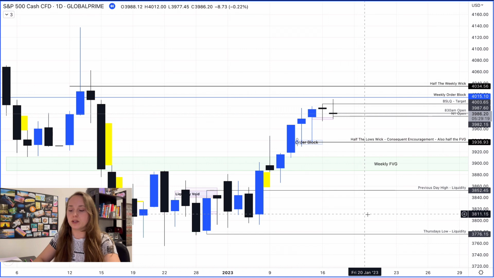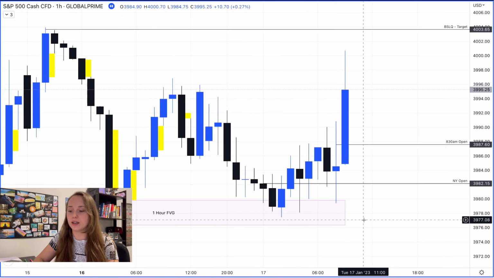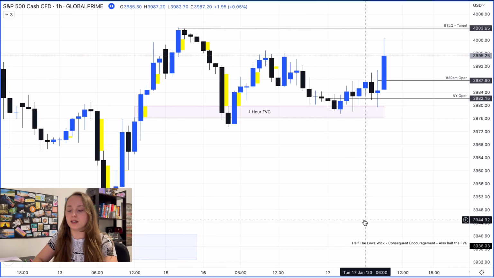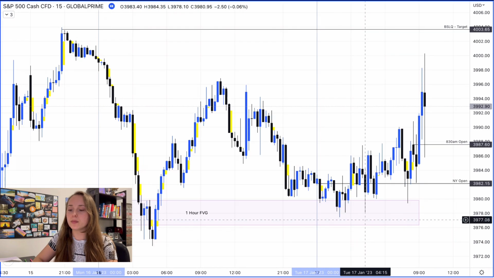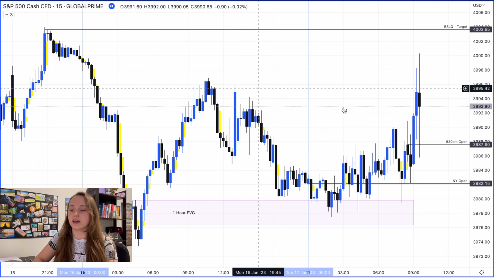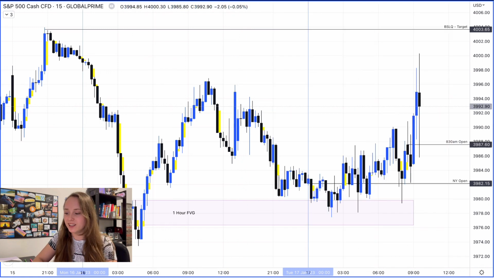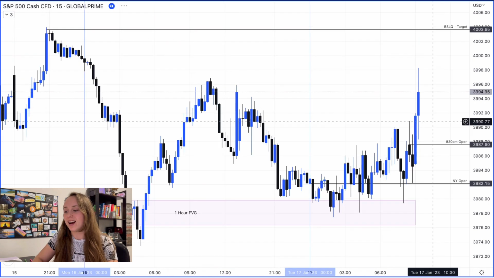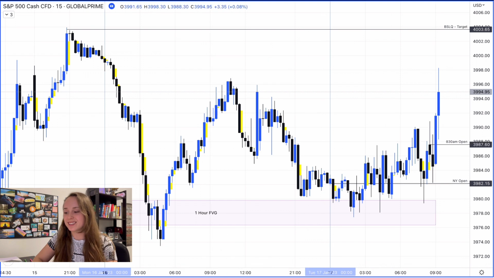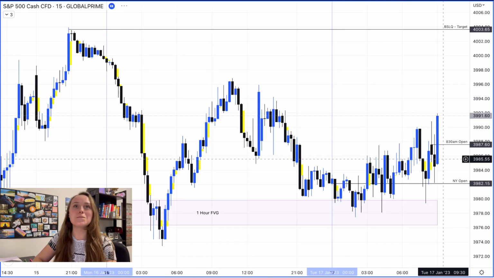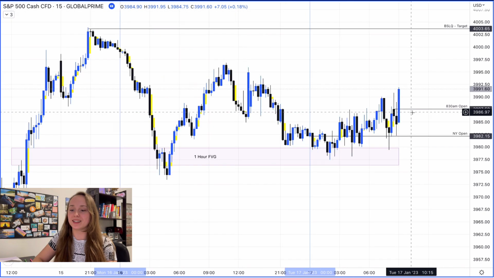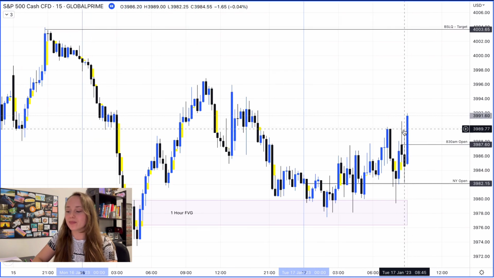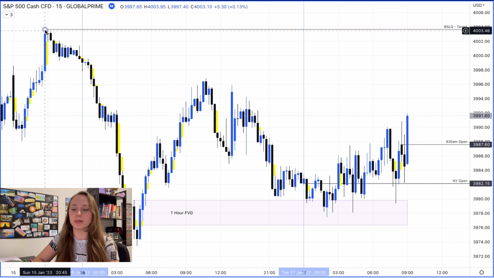Okay, I'm just going to drop down to the 1 hour really quick. And actually, let's drop down to the 15-minute. So basically, okay, this is not supposed to be there. Or this one, oh my goodness. Okay, so basically, we have this buy-side liquidity target.